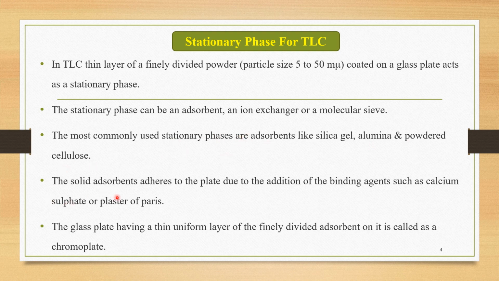The solid adsorbent adheres to the plate due to the addition of binding agents such as calcium sulfate or plaster of Paris. So in this case, some binding agents are to be used for higher adsorption. The glass plate having a thin uniform layer of the finely divided adsorbent on it is called the chromoplate. So whenever a thin uniform layer of finely divided adsorbent is there on a glass plate, it is called a chromoplate. So this is regarding the stationary phase for TLC.